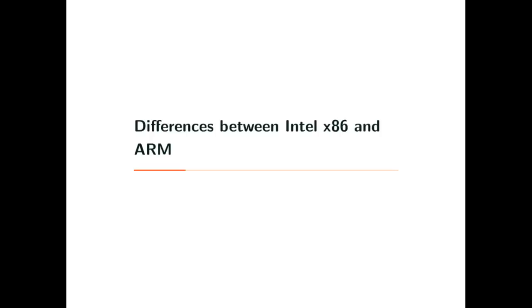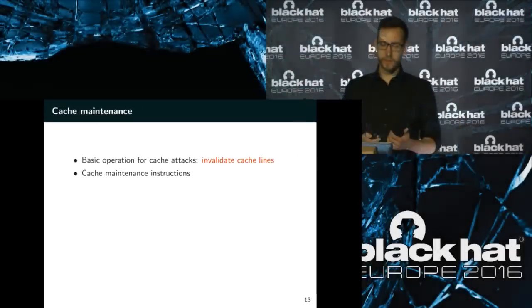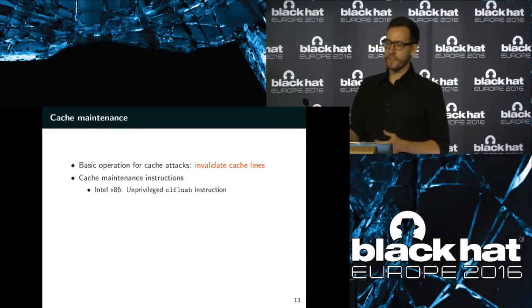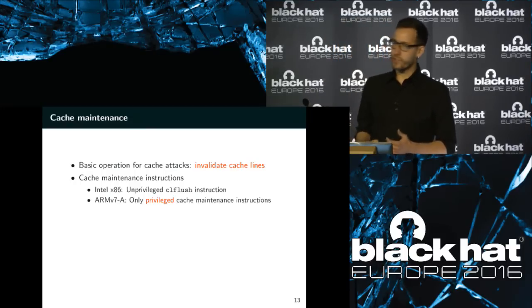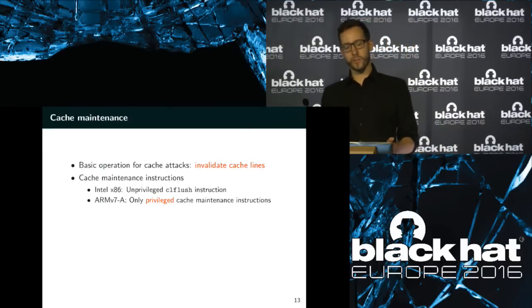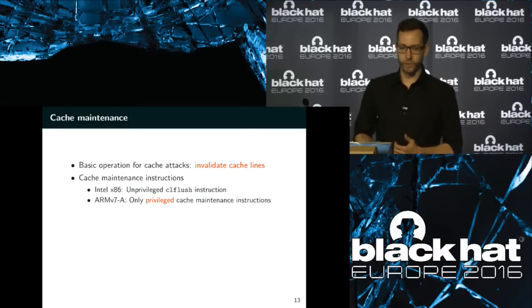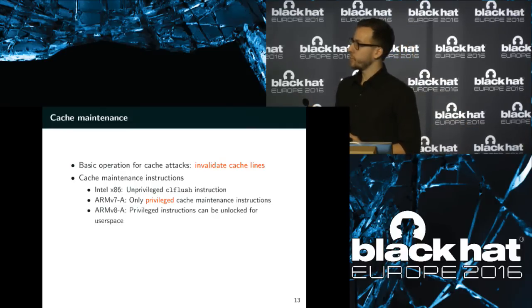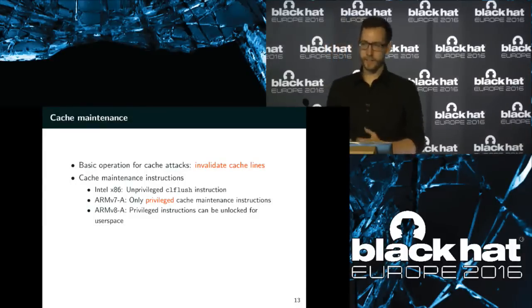So the first thing we need is to find a way to remove an address out of the cache to the main memory. And for this, we need to invalidate the cache line. We have cache maintenance instructions available, which do that for us. On Intel x86, you may know the unprivileged CLFLUSH instruction, which you can use to perform this task. On the other hand, on ARMv7, while we have such cache maintenance instructions, we can't use them because they're privileged, and they need a kernel module to be unlocked for user space. And this is not the case normally. In addition, on ARMv8, we also have privileged instructions, but 4 of them can be unlocked to user space entirely.